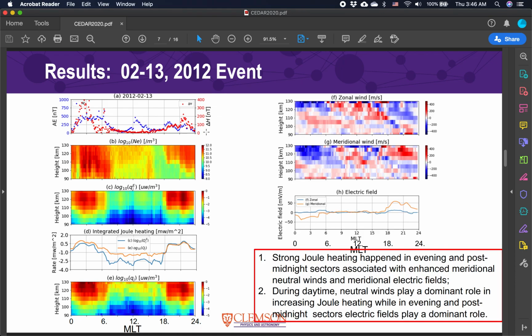Then let's see the neutral winds and electric field on this day. Here, F and G show the zonal and the meridional neutral winds. H shows the electric fields. The most obvious feature we can see is that the meridional neutral wind is enhanced during the evening and post-midnight sector, and we also see enhancement in the electric field in the evening and post-midnight sector. So this might indicate that the strong Joule heating enhancement in the evening and post-midnight sector could be associated with enhancement in meridional neutral winds and electric field.